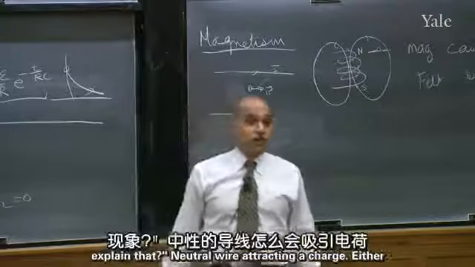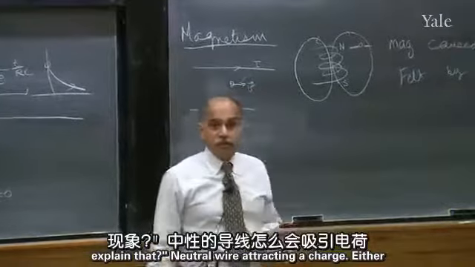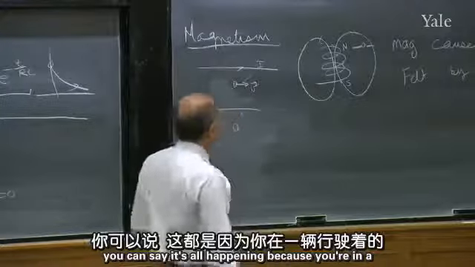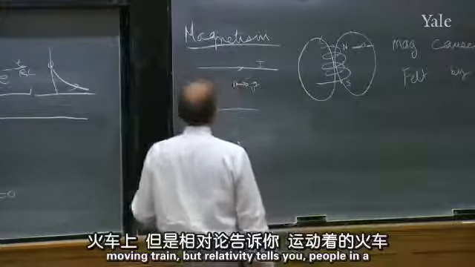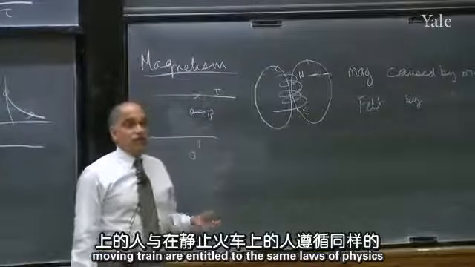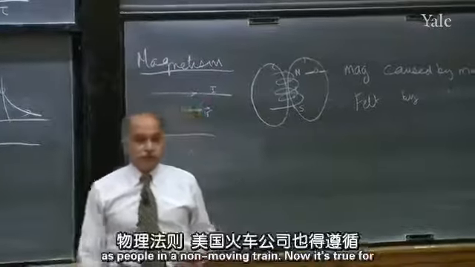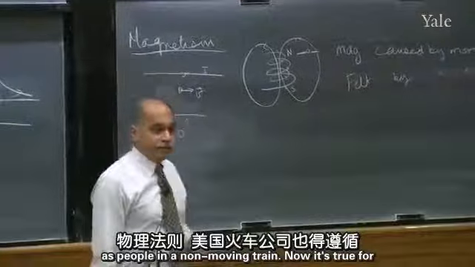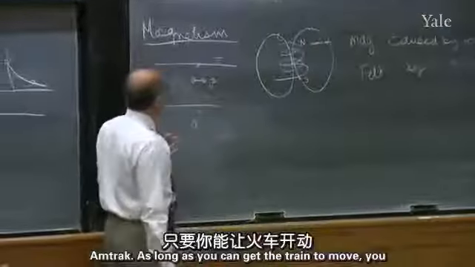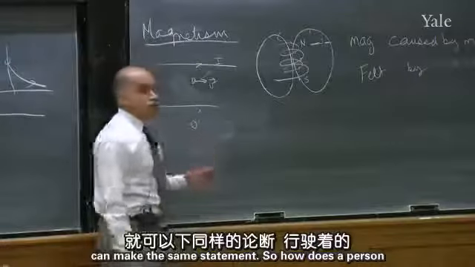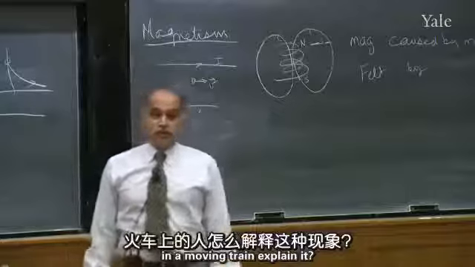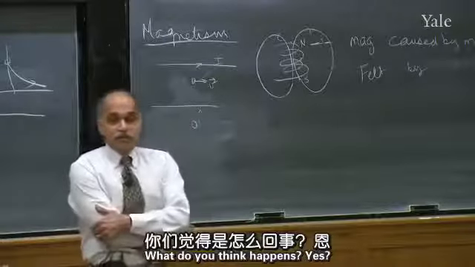Now, how do you explain that? Neutral wire attracting a charge. Either you can say, well, it's all happening because you're in a moving train, but relativity tells you people in a moving train are entitled to the same laws of physics as people in a non-moving train. Okay. Now, it's true for Amtrak. As long as you can get the train to move, you can make the same statement. So how does the person in the moving train explain it? What do you think happens? Yes?